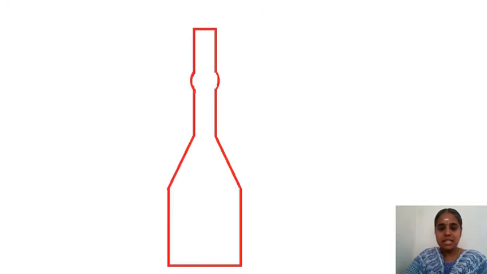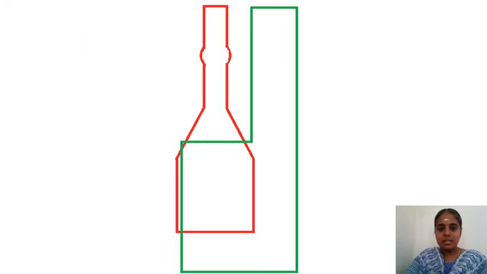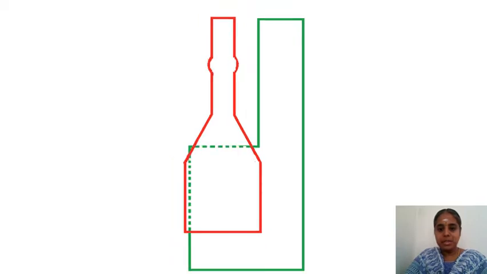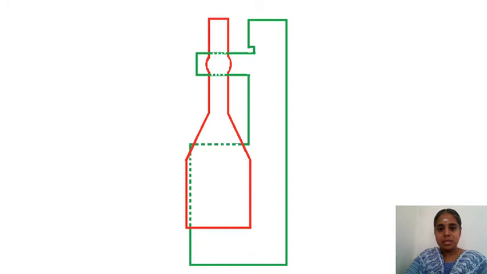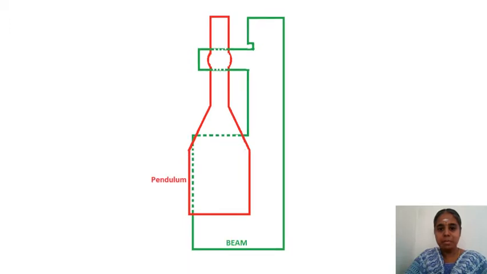Now let us draw the diagram of the instrument. This is the pendulum. You can see the shape of the pendulum. Next is the beam. See, the green color is the beam. The beam is behind the pendulum, so it is given in dotted lines. They are pivoted at this point. So there is a joining like this for the pendulum and the beam at this place. There is a pivot. The pendulum is in red color, the beam is in green color.